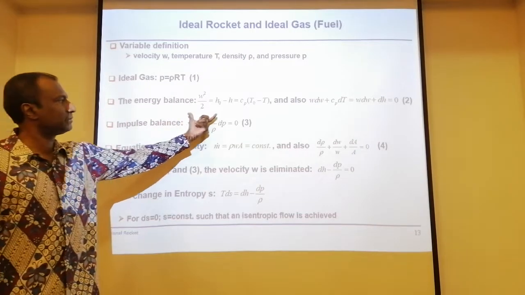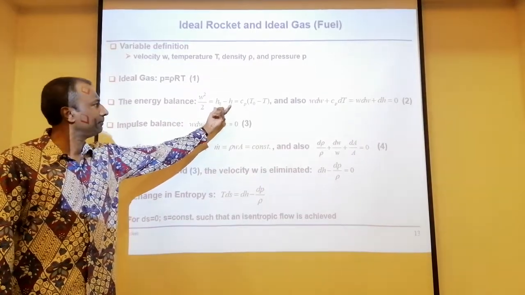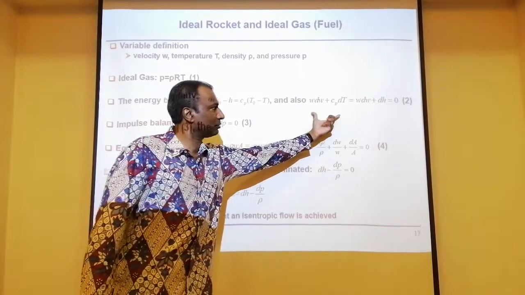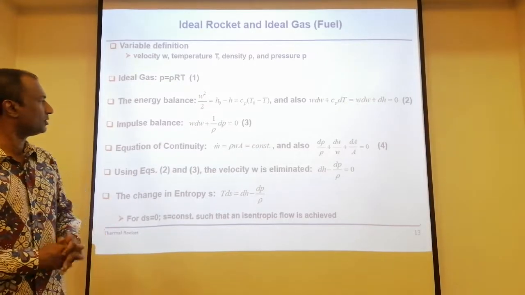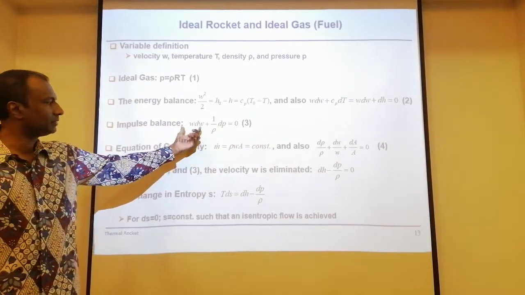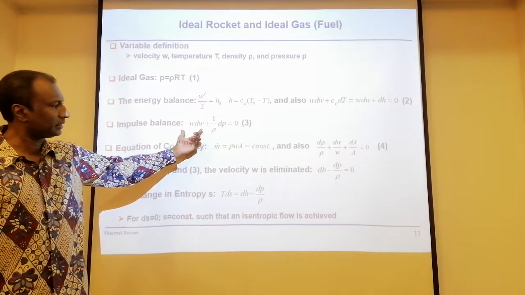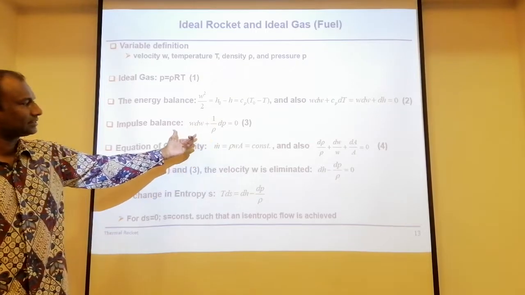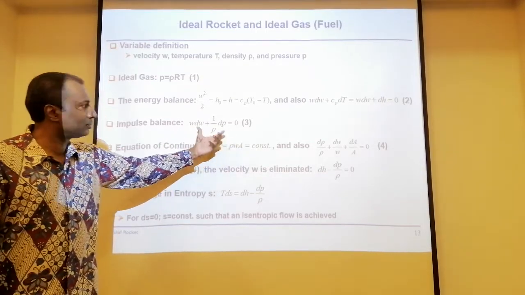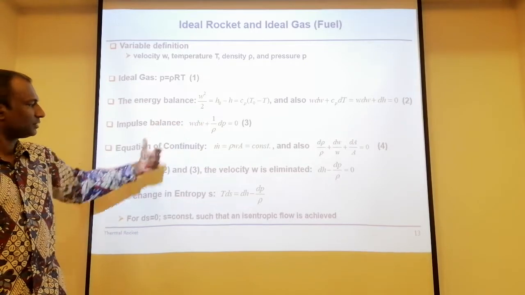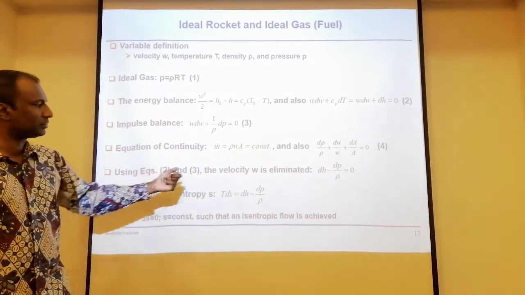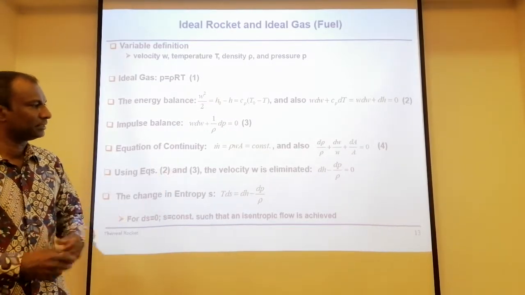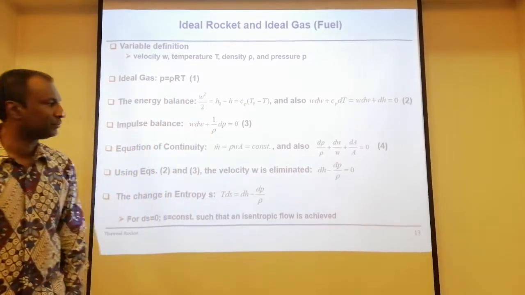Energy balance, we can say that this is actually a delta enthalpy, and it is related to your exit velocity. And also we can write this, which is also invoked from your thermodynamics equation. So the impulse balance would be nothing but W dW plus 1 over the density times dP equals 0. So you have already 1, 2, 3 equations for us, and the equation of continuity, the typical equation that m dot equals rho v A, or WA over the specific volume, is constant. This is a very typical equation that you have.